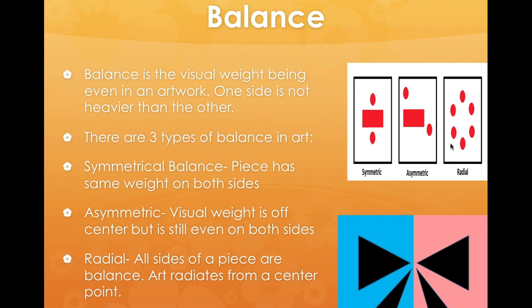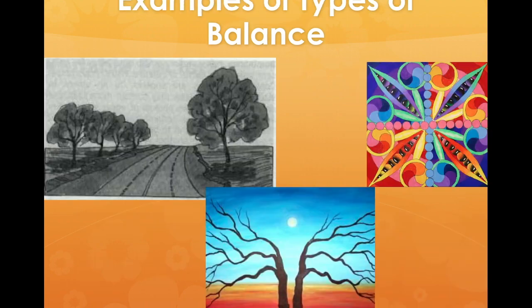Here are the types of balance in action. So we can see asymmetrical balance here. So we see weight here, we see weight here. This tree is obviously bigger than these trees, but there's multiple trees to balance out that weight.